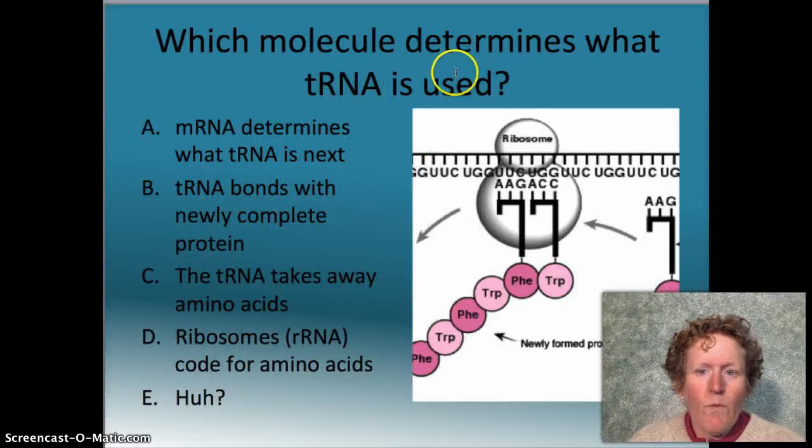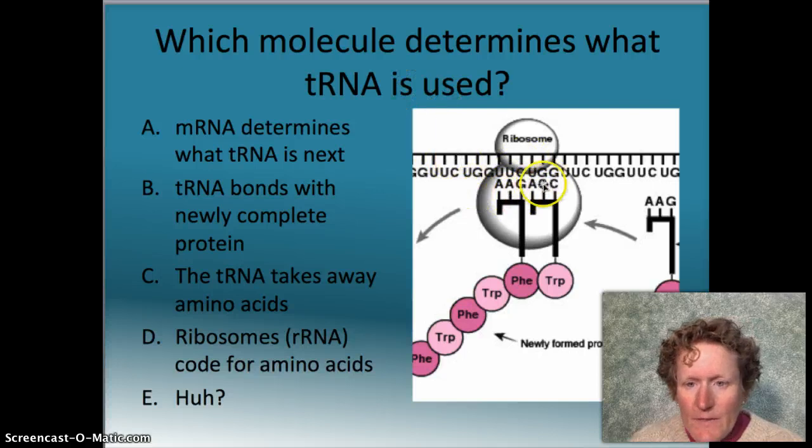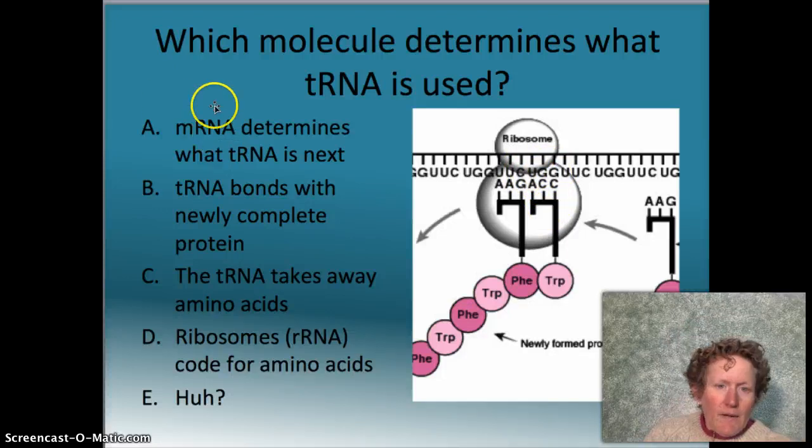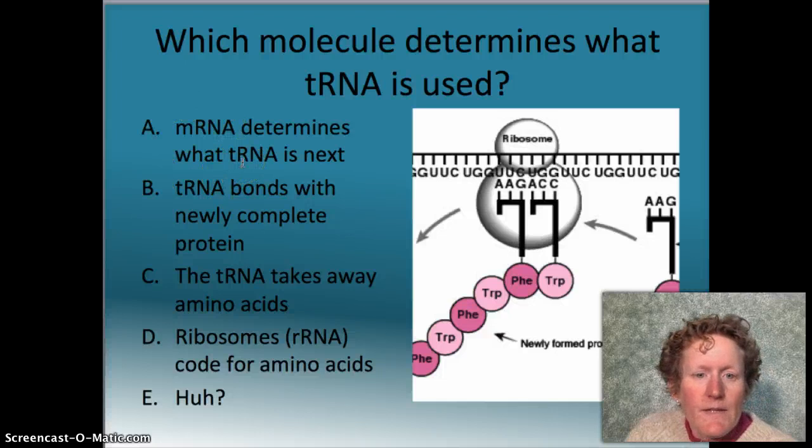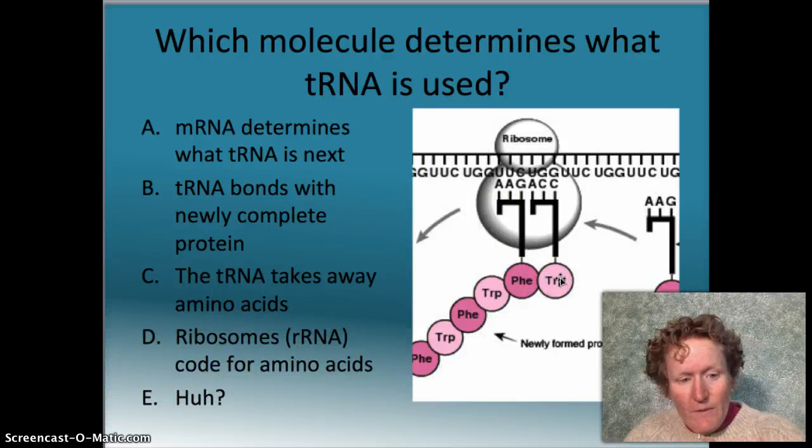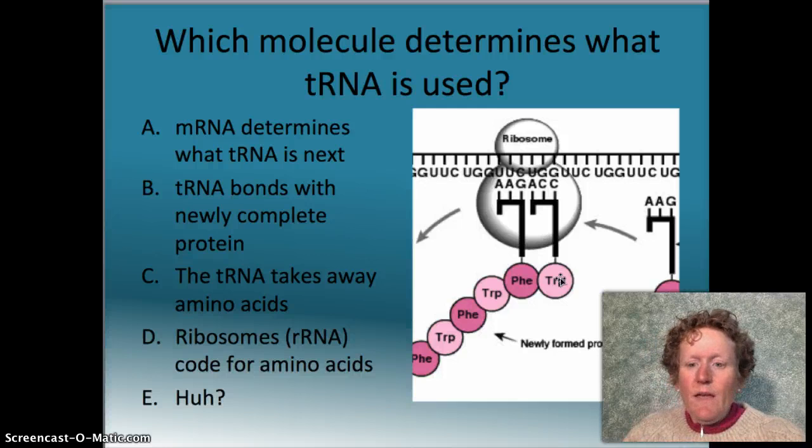Which molecule determines what tRNA is used? Now remember, the anticodon, this right here on the tRNA, has to match the mRNA. So the mRNA has the code that determines what transfer RNA is next, and that determines what amino acid is next. And remember, it's the order of the amino acids and which ones are used that determine the shape of the protein, and then that shape determines its function.